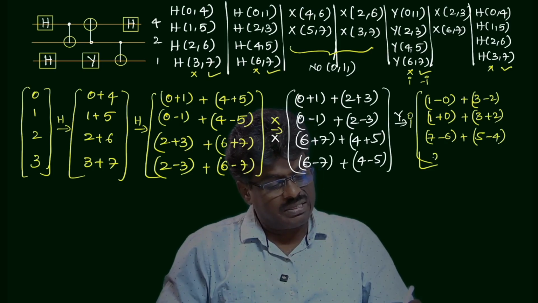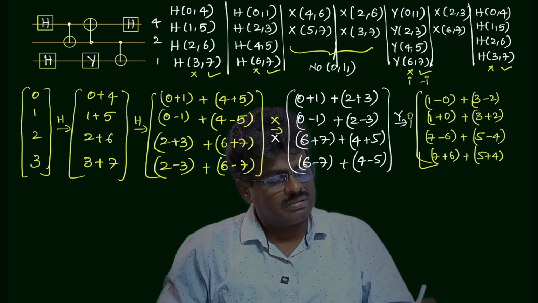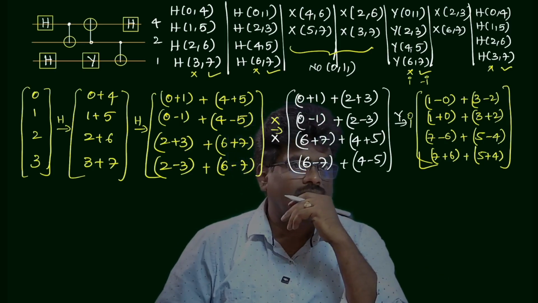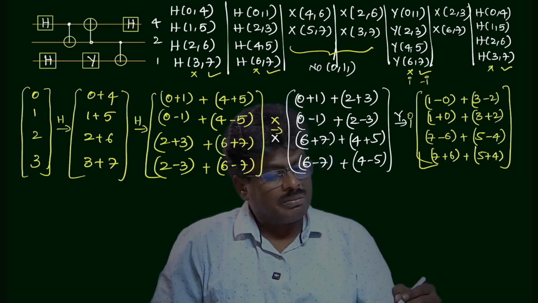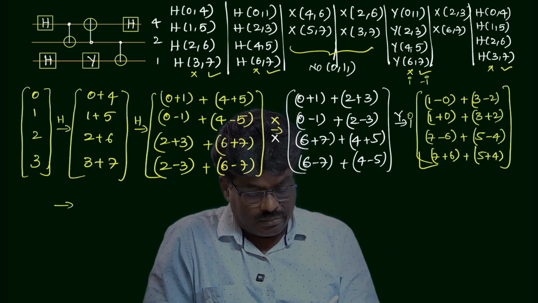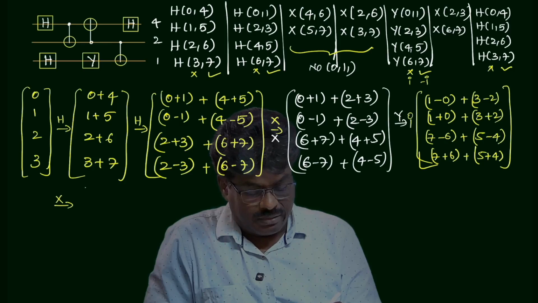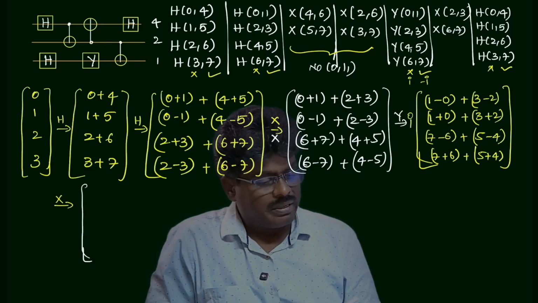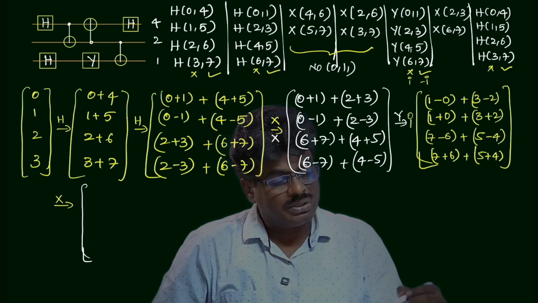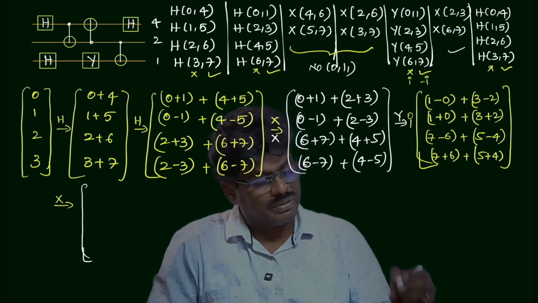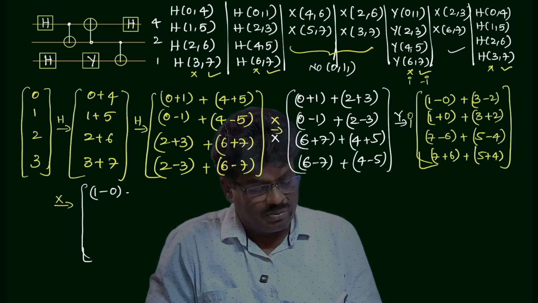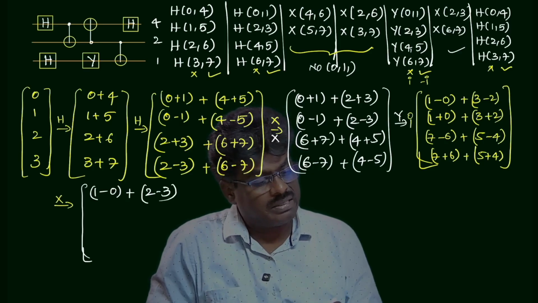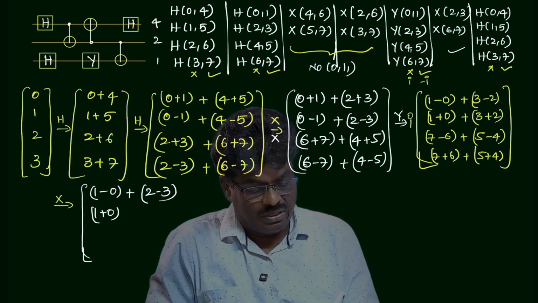Next, just change the sign in the middle, no need to worry, that's it, easy. And after that we have one more X gate, so it's a little bit lengthy, right? So here X, that is 2 to 3, 6 to 7, this one I'm doing. So 1 minus 0 plus 2 minus 3, again 2 and 3 flip and 6 and 7 flip, 1 plus 0 plus 2 plus 3.